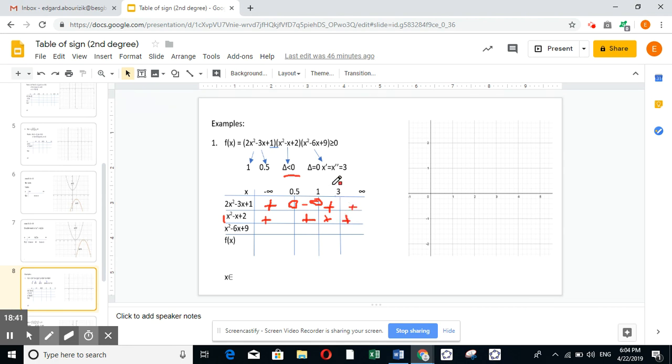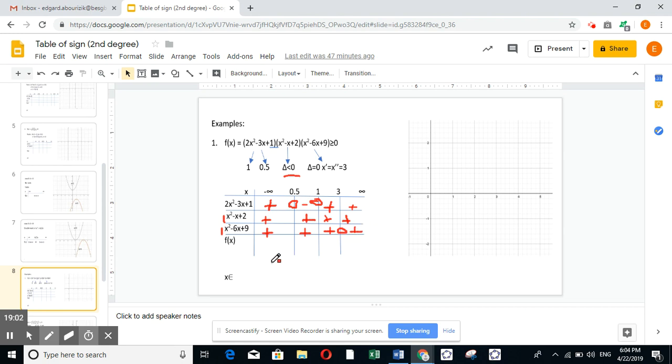And the third one, delta is 0. The root is a 3 double root. Also, we don't have plus, minus, or minus, plus, as we said. Be careful. Here, delta is 0. You look also at a. Here, a is 1. So, all plus, right and left of the root.